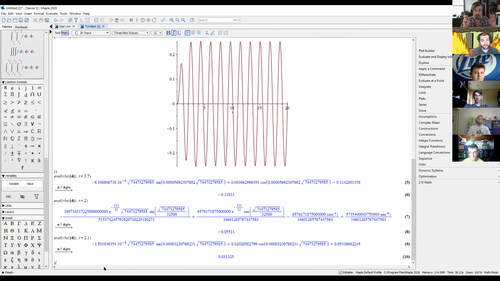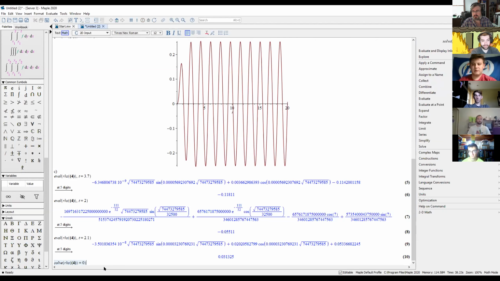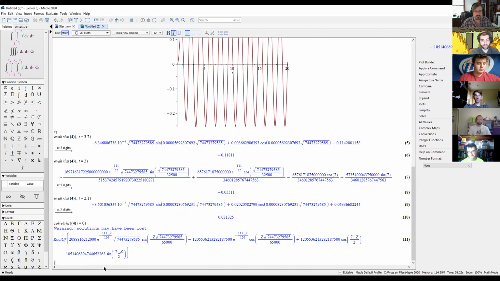So we're going to solve the right-hand side of number 4 equals 0. Well, sometimes Maple just doesn't do everything for you. Sometimes its solutions are not exactly the most user-friendly.